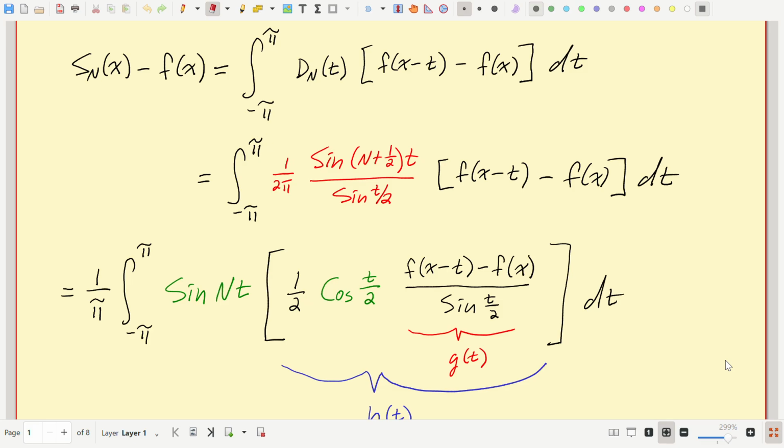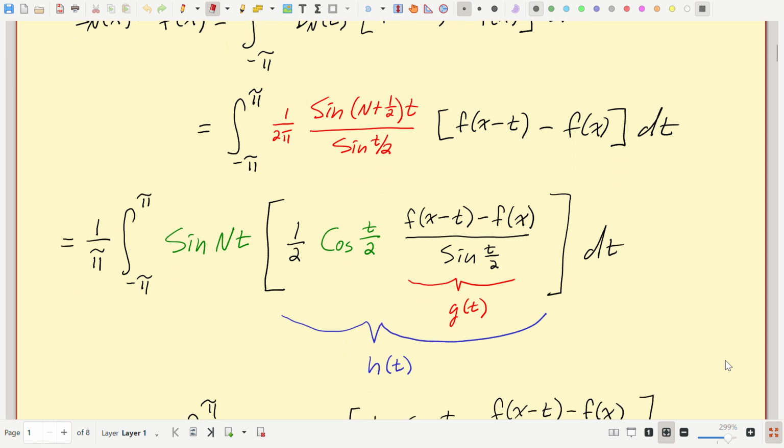And I pull the 1 over pi out in front of the integral, and I move that 1/2 in. So this 1/2 right here, where did it come from? It came from here.